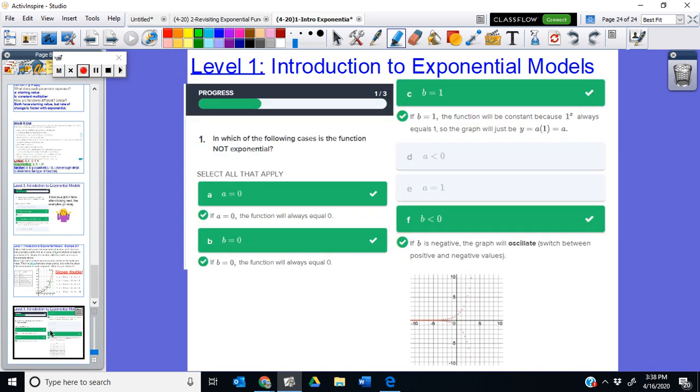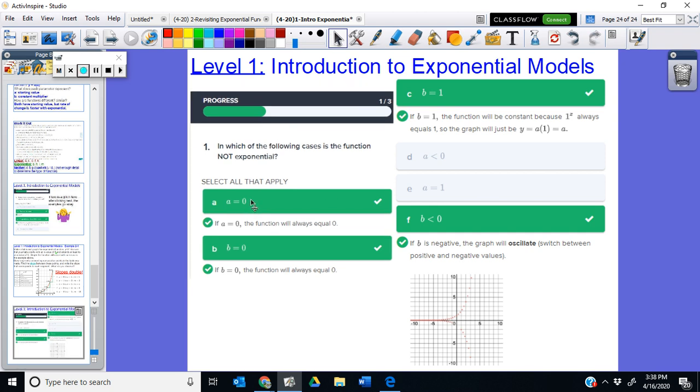This last part is a couple progress questions. In which of the following cases is the function not exponential? And so when you're looking at this, you have to understand that if a was 0, then it would be a horizontal line. If b was 0, then you wouldn't have a multiplier. It would just be a constant function. And if b was equal to 1, then you would just have a linear function.